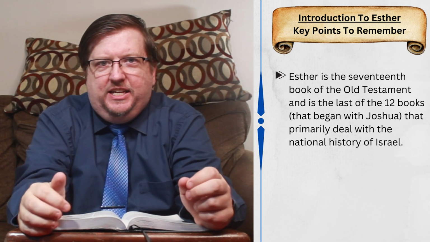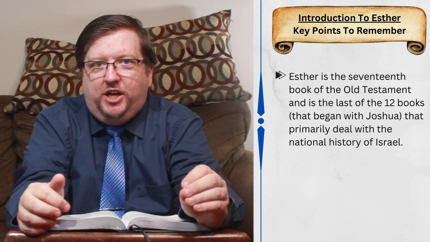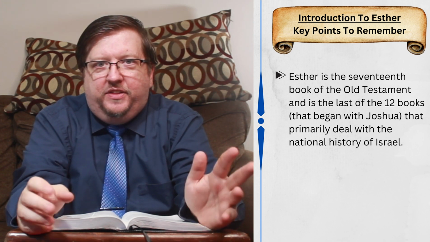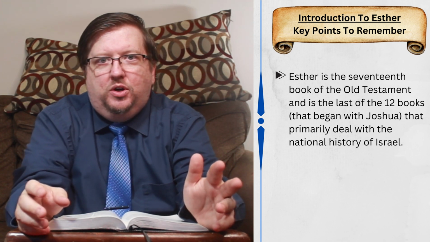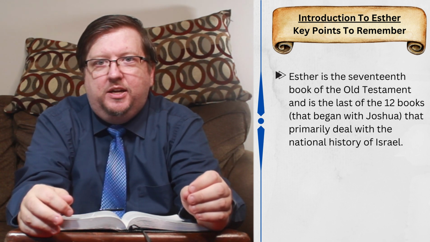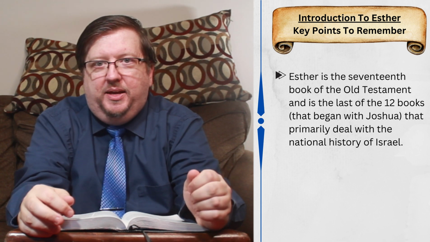Esther is the 17th book of the Old Testament and is the last of the 12 books that began with Joshua that primarily deal with the national history of Israel. This means that upon completion of the book, we will now have completed 2 of the 5 sections of the Old Testament, with the first being the books of the law, Genesis through Deuteronomy.